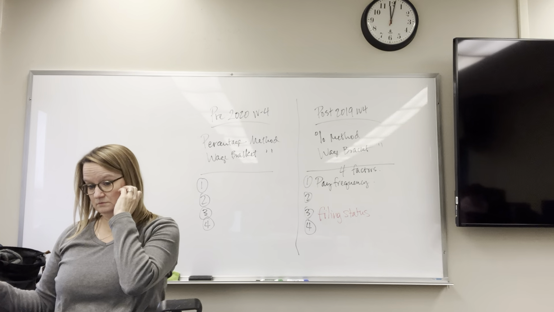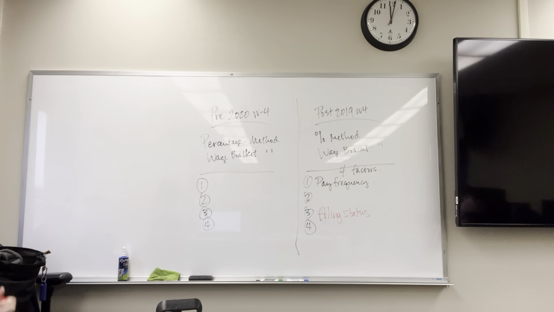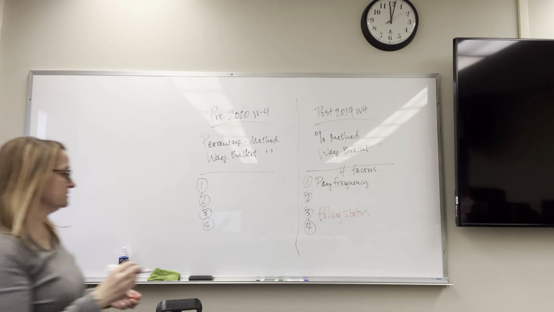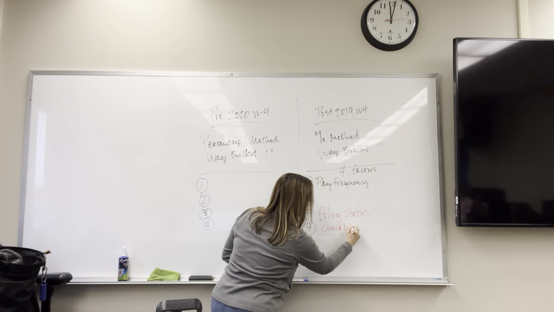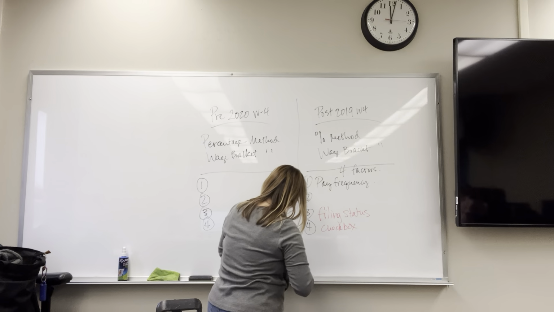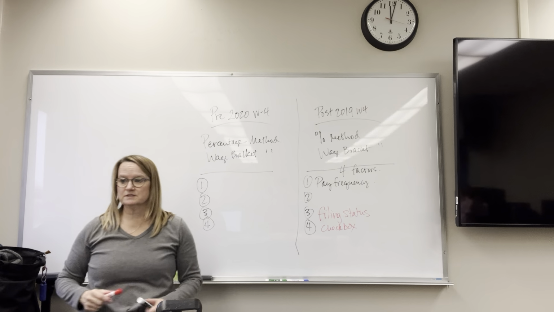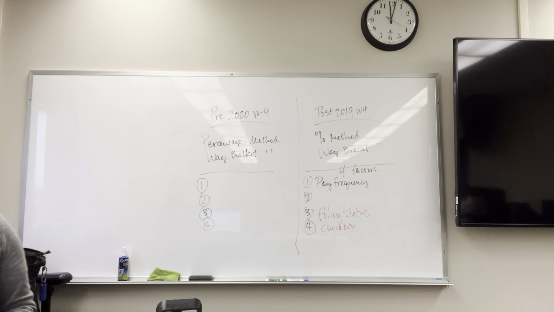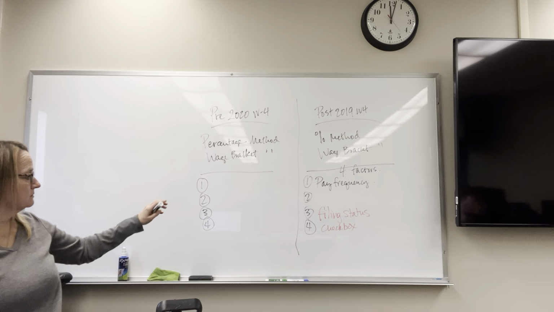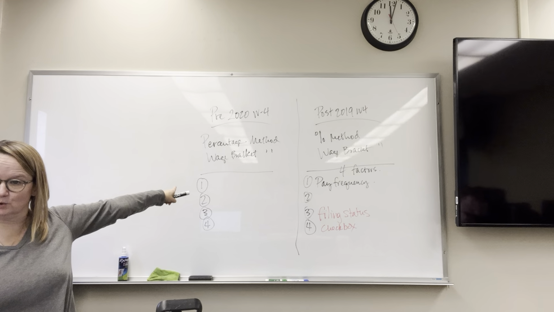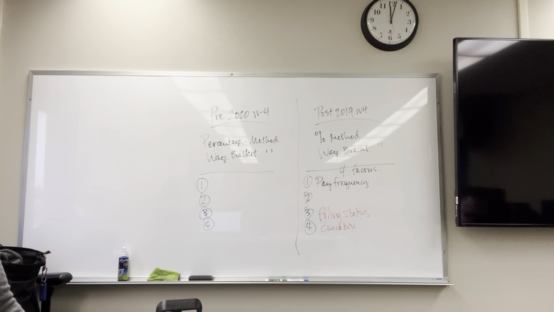What else? Checkbox. I'm going to put that one in red as well. What's the last one? Amount of dependents. That one is going to be using the old method, and keep that in mind because that'll be my next list of questions.